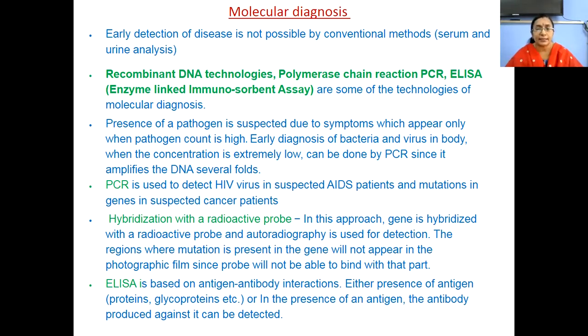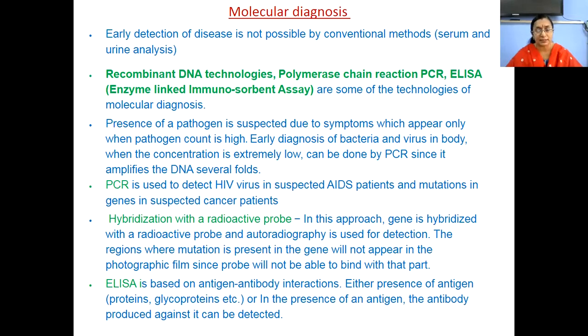Other than that, we are also using PCR to find out mutations in genes, especially in suspected cancer patients. So generally how we do that? We can use a radioactive probe here. What we do is, the gene is hybridized with a radioactive probe, and then autoradiography is used for detection.